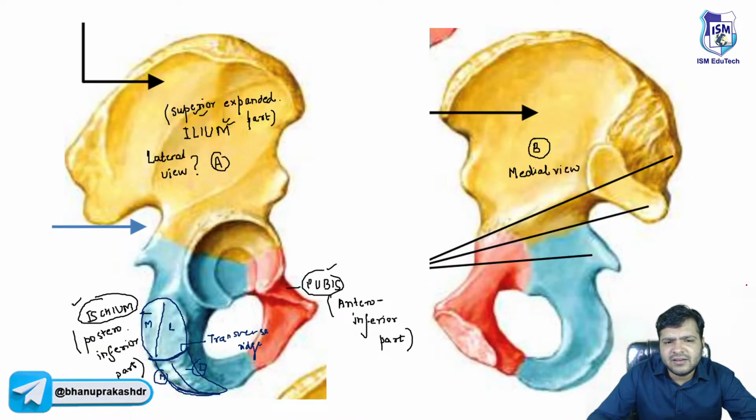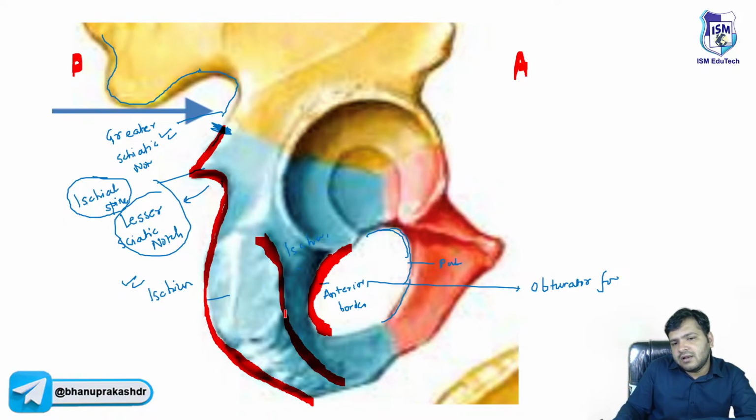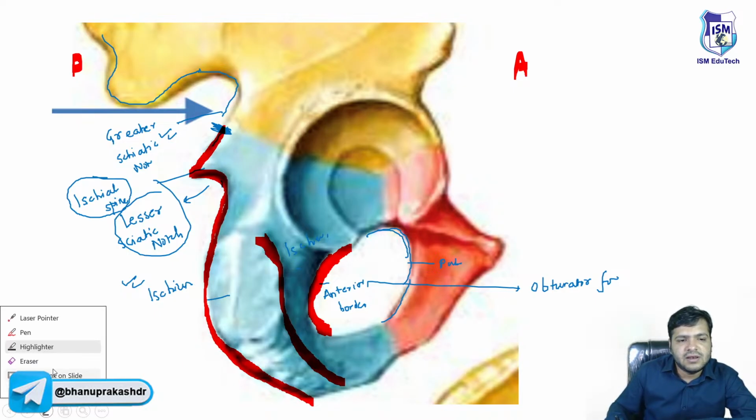So you can very well see, this is the lateral border. If you can just see it over here, this is the lateral border. It is forming the lateral margin of the ischial tuberosity.